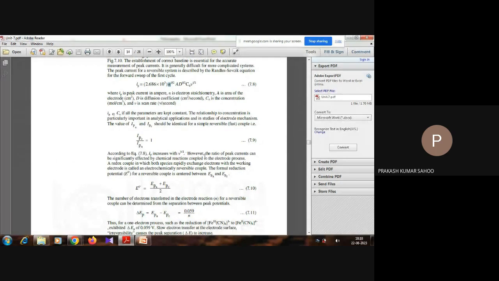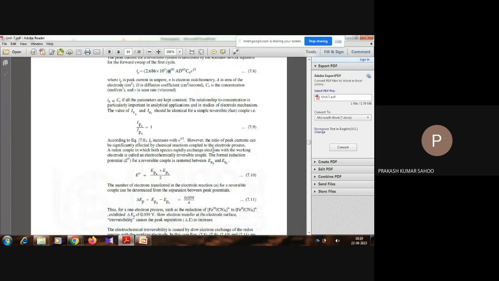Then we have IPC by IPA equal to 1. Just as IP is proportional to the concentration, the relation to concentration is particularly important in analytical application and is studied for electrode mechanism. The values of IPA and IPC should be identical for a simple reversible couple. So these are the things there.